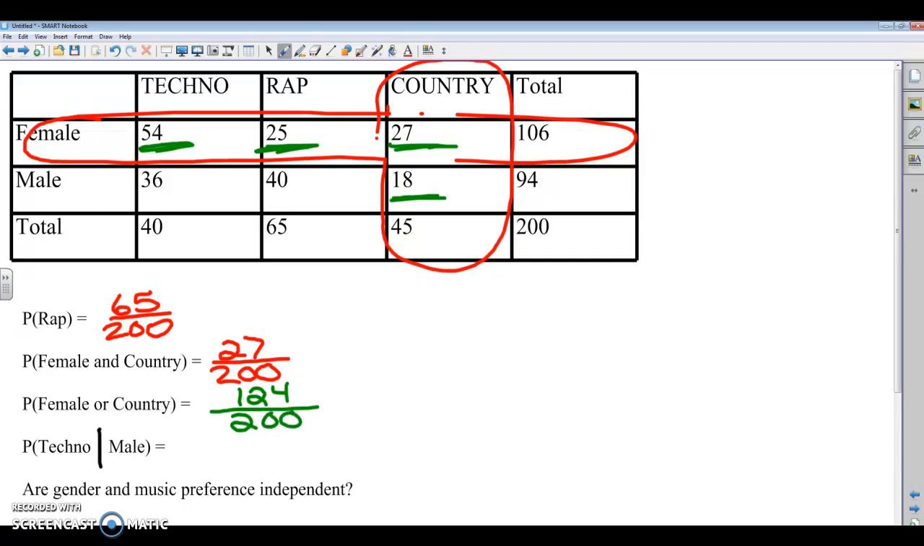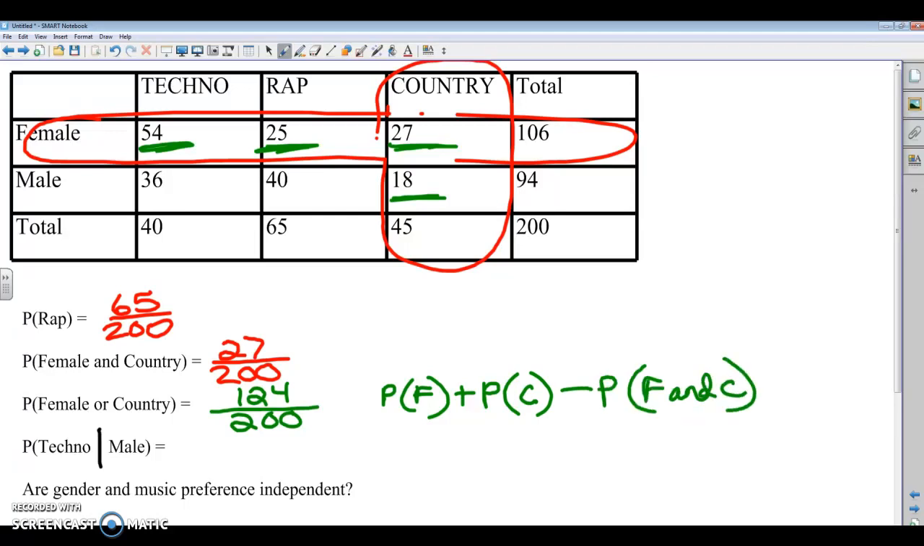If I were to use the formula, I would do probability of female plus the probability of country minus the probability of female and country. So the chance of me picking a female is 106 out of 200. Chance of me picking somebody that likes country is 45 out of 200. And then I'm going to subtract the people that are both female and like country, which is 27 out of 200. And if you add and subtract those fractions, you're going to end up at 124 out of 200.